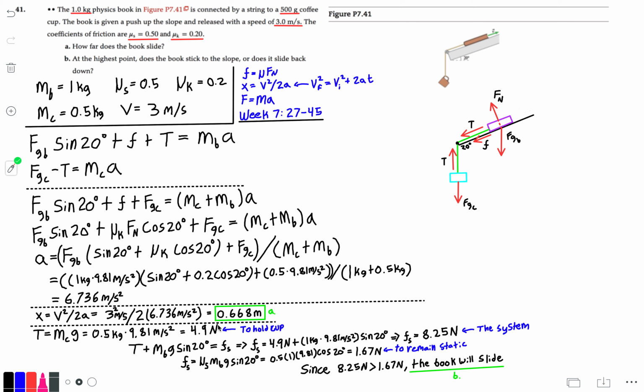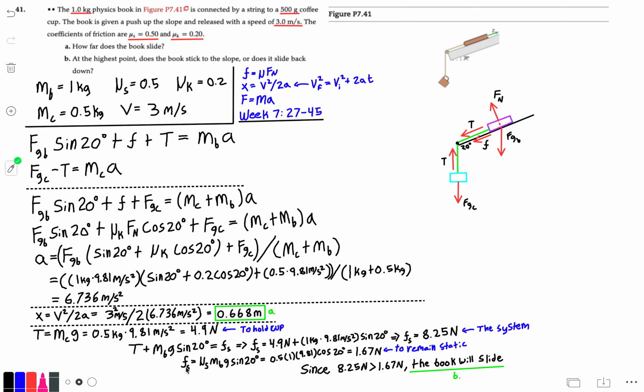0.668 meters. For the next part of the problem, it's a little bit more conceptual, but we're still going to be using some of these same equations that we were using before. So for this second part, we need to figure out initially the force that's required to hold the cup at stasis. So by solving for tension here, we're able to get that the cup requires 4.9 newtons. From here, we can actually plug our 4.9 newtons into the equation for the book right here, and we are left with 8.25 newtons for the tension in the system.